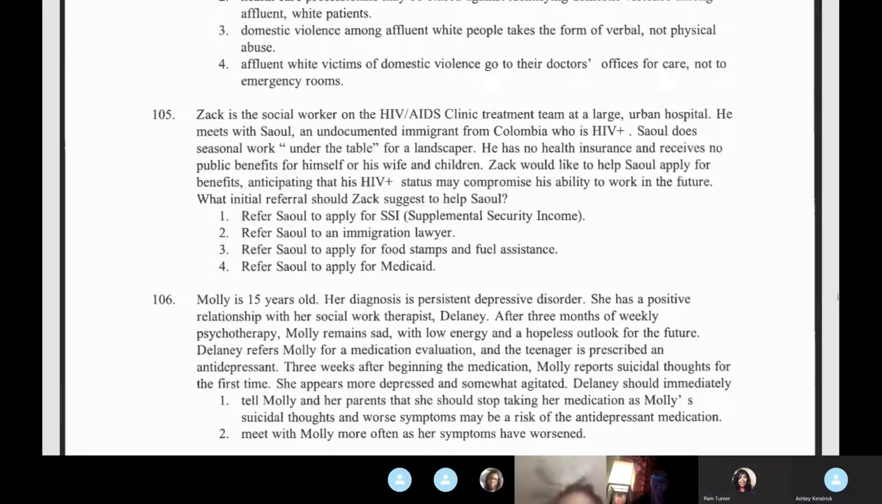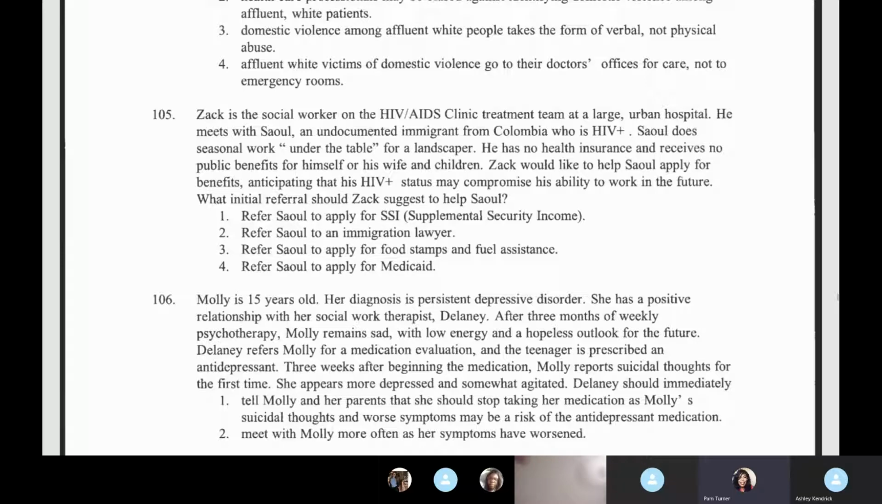Four. Undocumented immigrant from Colombia. Does he get any services? What about number 2? Yes, exactly. And that's the biggest concern always, that people say, oh my gosh, people are coming over and taking our benefits. Is that true? No. If you're not here legally, what do you get? Nothing. Your children may.